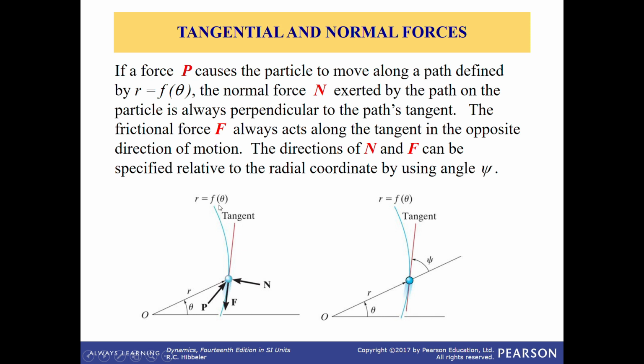Okay, the particle is traveling along this path. This is the applied force. N is the normal force, while F is the frictional force. The frictional force is in this direction, which means that the particle is actually moving in this direction, because the frictional force is always in the opposite direction of the motion.